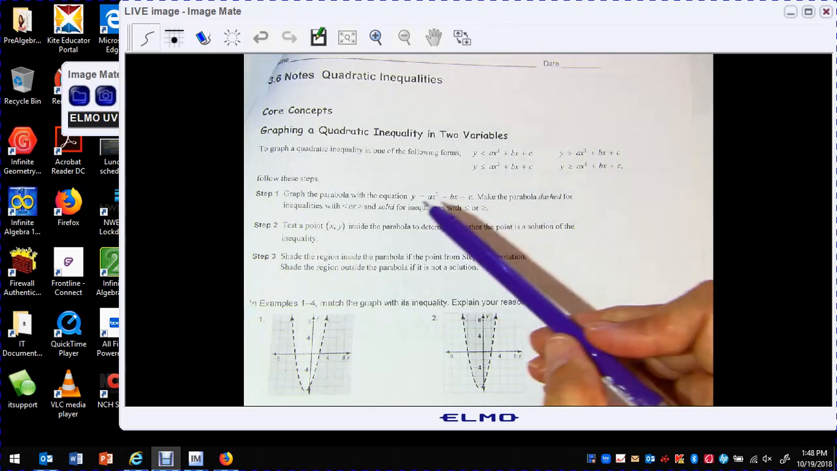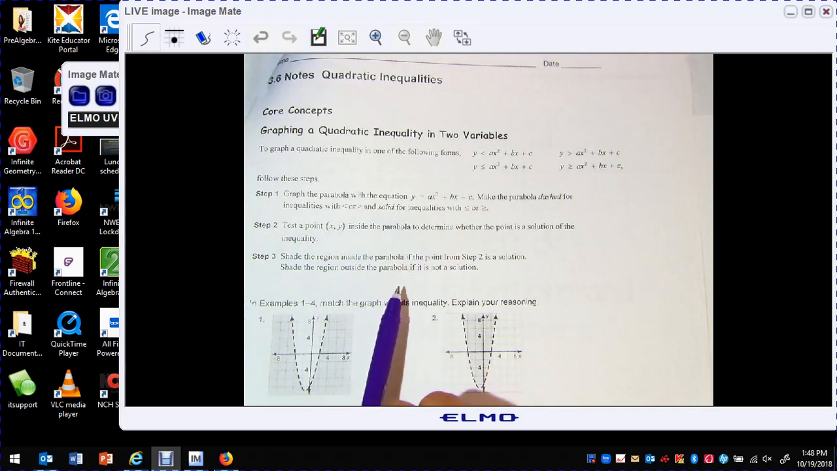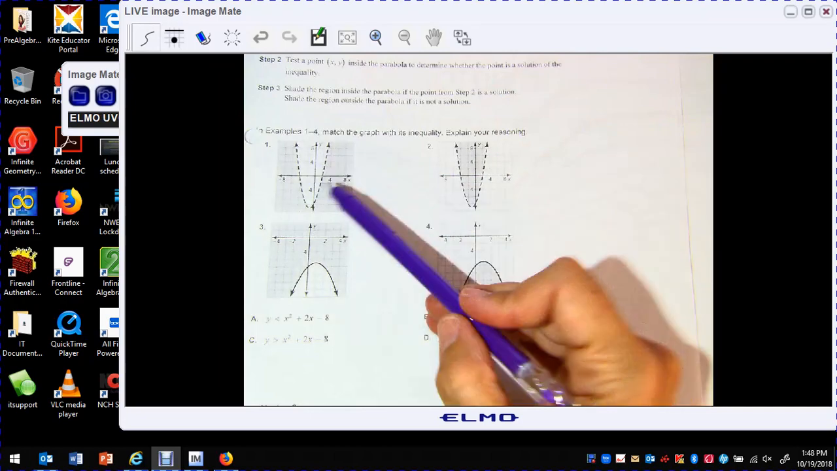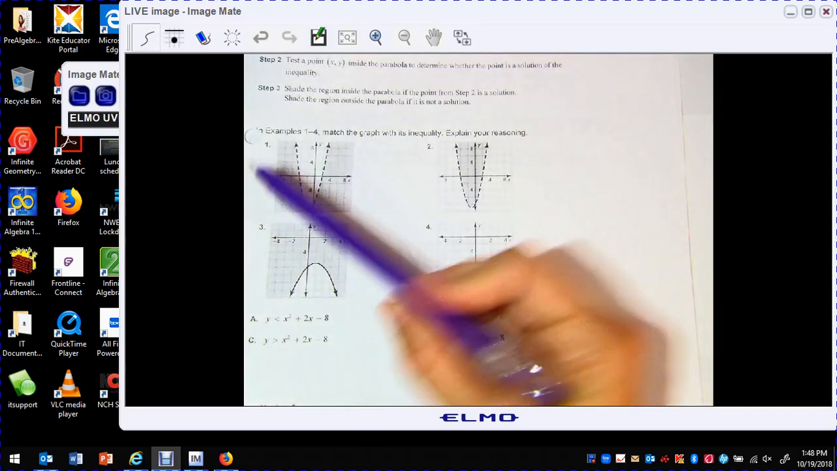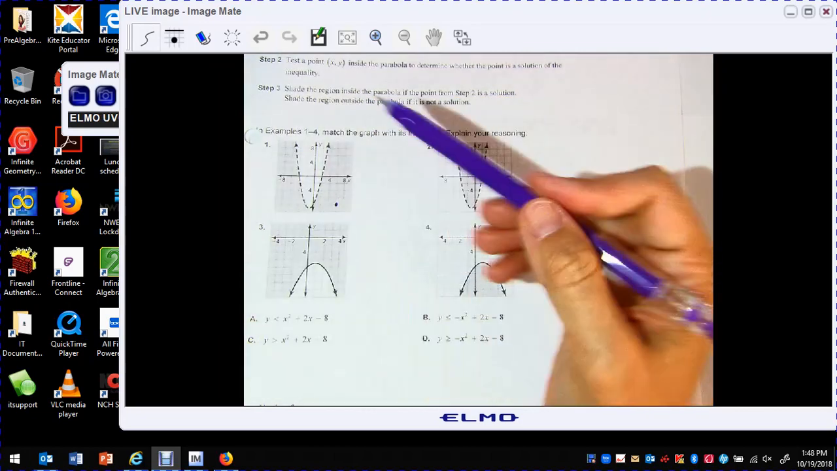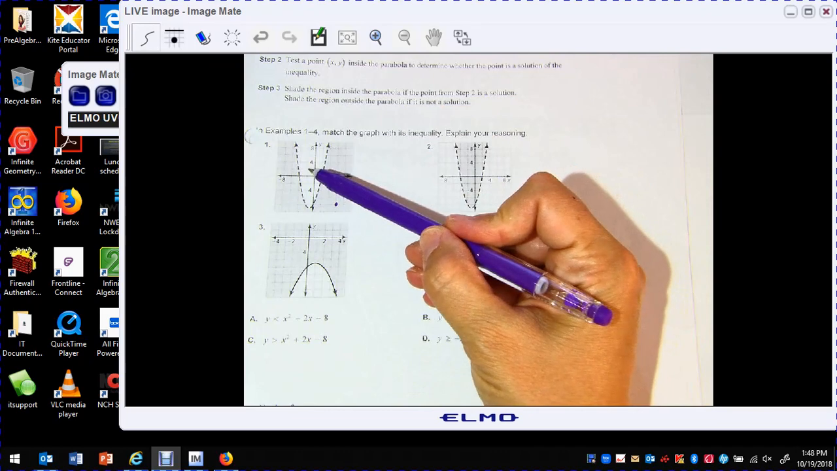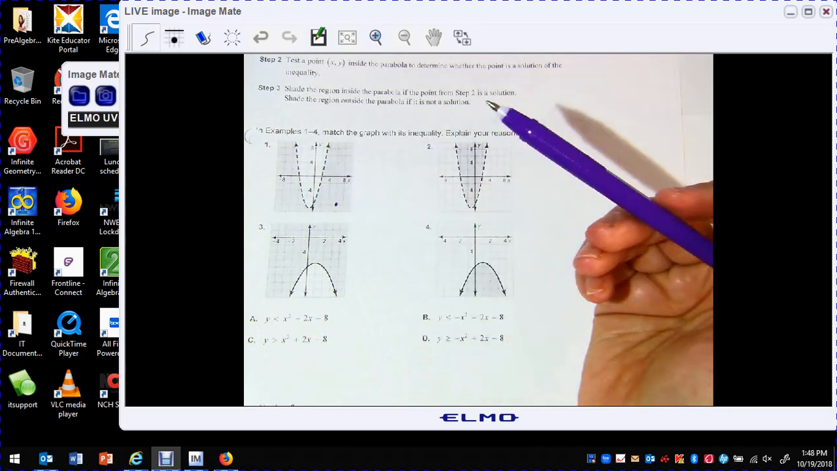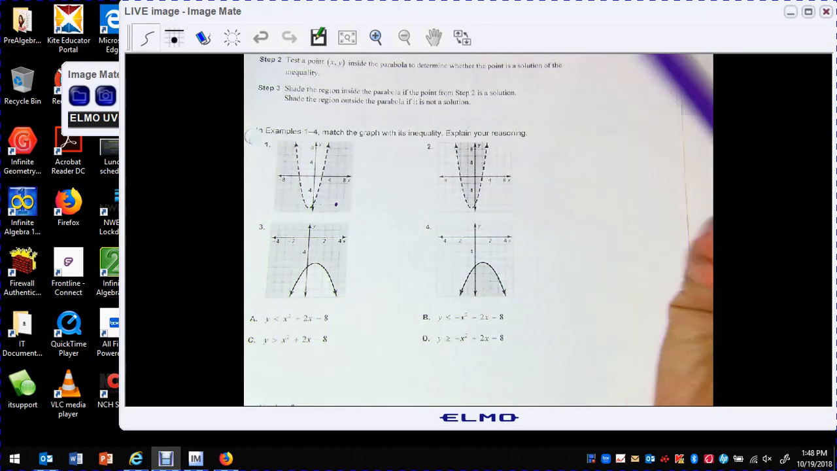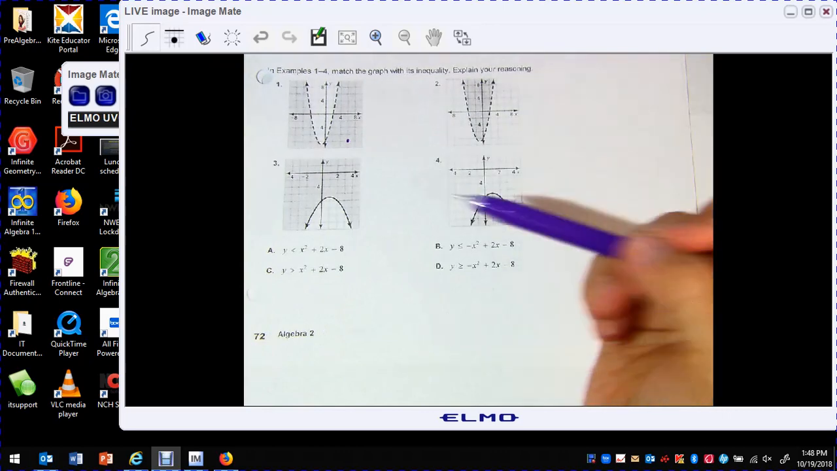Now, this says to use a test point to determine whether the point is a solution. Because when you have an inequality, if you can see what's shaded here, that means a point in here, if I were to plug it into an equation, would make that inequality true. If I plug in a point that's not here, then it would make that inequality false. And that's how you determine where to shade, if I plug in a test point.